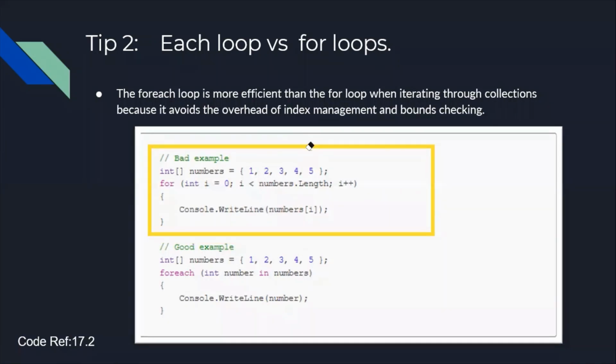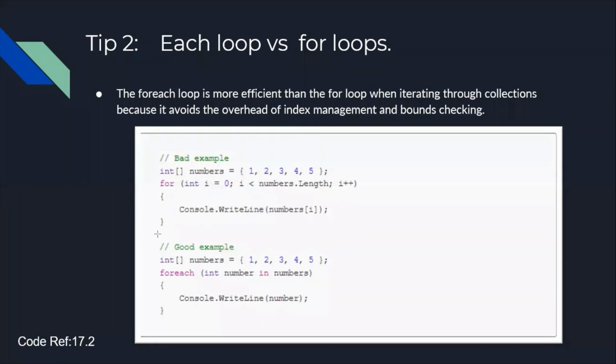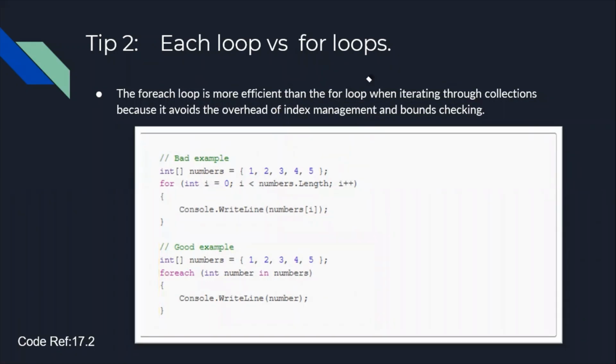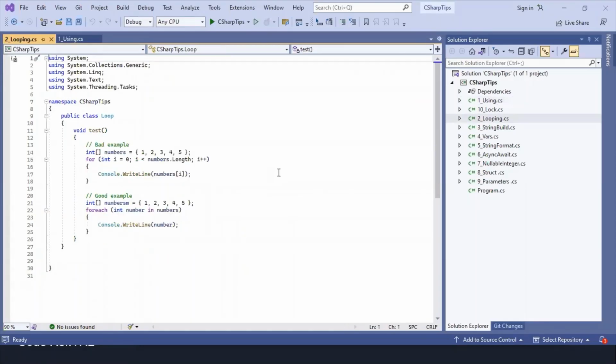Now, the good example: please use foreach as you are iterating over a collection. There is no need again for index management or bounds checking. Where is the index management or bounds checking? Here in the traditional looping, checking numbers.Length and adding i plus plus. Okay, we can move now to Visual Studio. The bad example for looping is iterating over the numbers using a traditional for loop: for int i equals 0, i less than numbers.Length, i plus plus. But in the good example, you iterate over the collection using foreach.